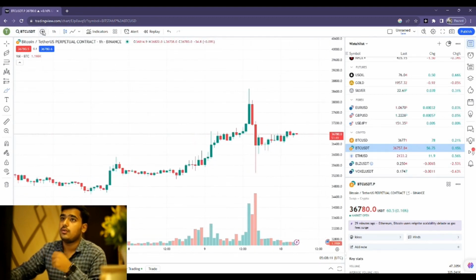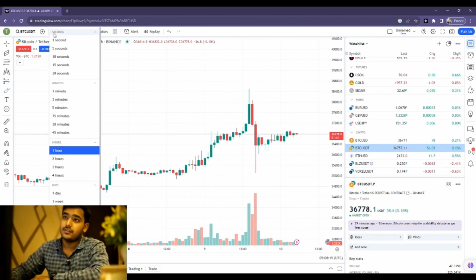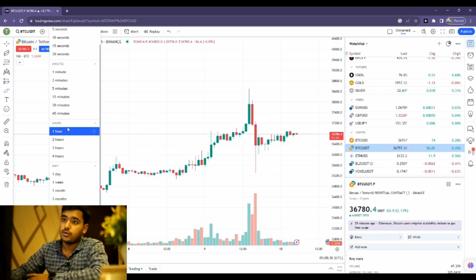On the right side of the search bar, we have time frames. Now, how do the time frames work? Basically, we have a lot of time frames here. In the seconds, we have 1, 5, 10 second, 15 second, 30 seconds. In the minute section, we have 1 minute, 3 minute, 5 minute, 15, and 30. And in the hours, we have 1 hour, 2 hour, 4 hour, 1 day, 1 week. We have a lot of time frames here. It actually depends on your analysis.